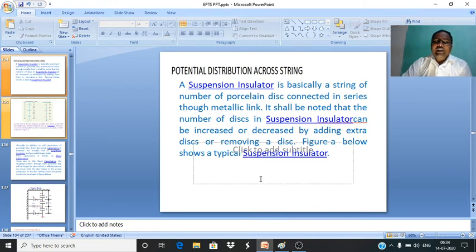But the main aim is to maintain the potential distribution across the string the same, to stop the damage of equipment. We can see what the potential distribution across the string is.